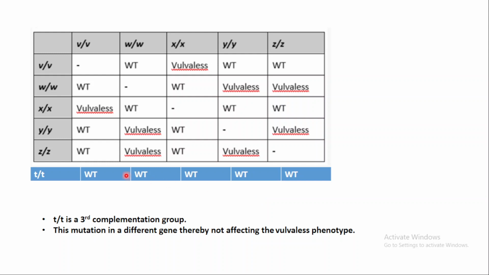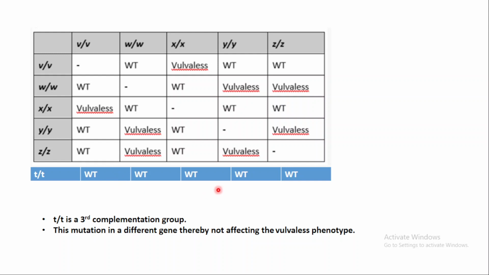So that's how we come to the conclusion, because this is in a different gene. So the T mutation will not affect the same gene as the others. Now when they come together, both the genes will have their good copy, as we saw in the first explanation of complementation. Since both the genes have a good copy, they are not affecting the vulvaless phenotype. They are getting wild type, and we are getting such wild types in all the cases.